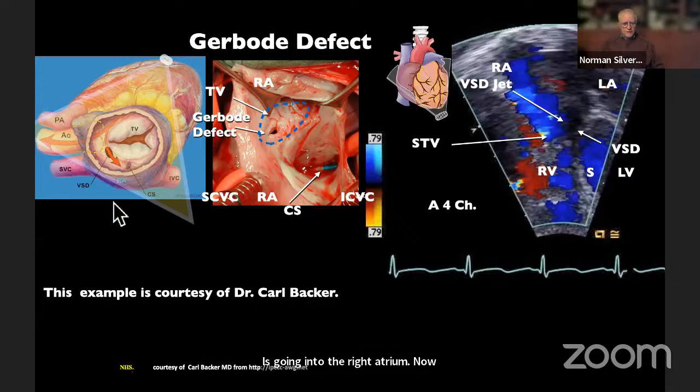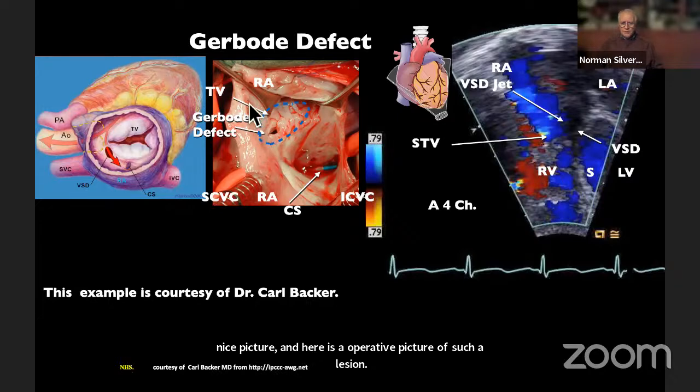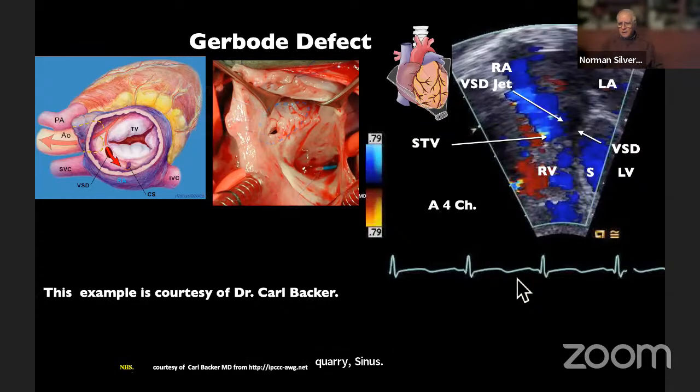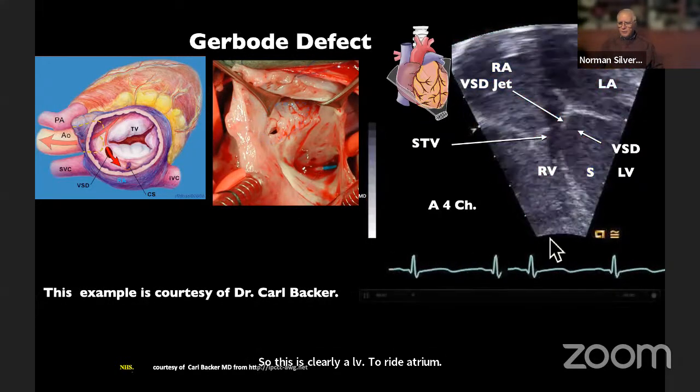Now, this is a very nice picture, and here is an operative picture of such a lesion. You open this, the atrial septum ends over here. Here is the inferior buttress of the atrial septum, and here is the leaflet, the defect, lying within the base of the septal leaflet of the valve, and here's the coronary sinus. So this is clearly an LV to right atrium shunt.